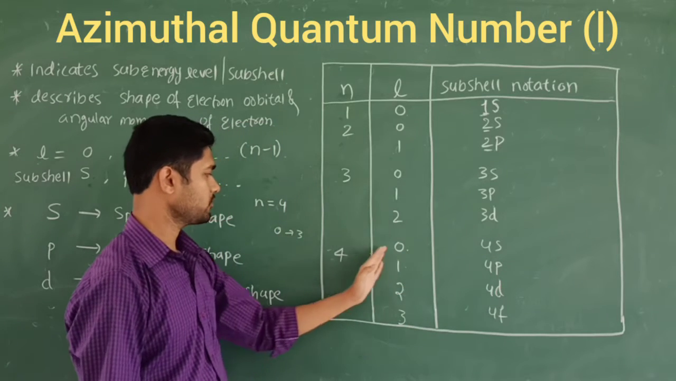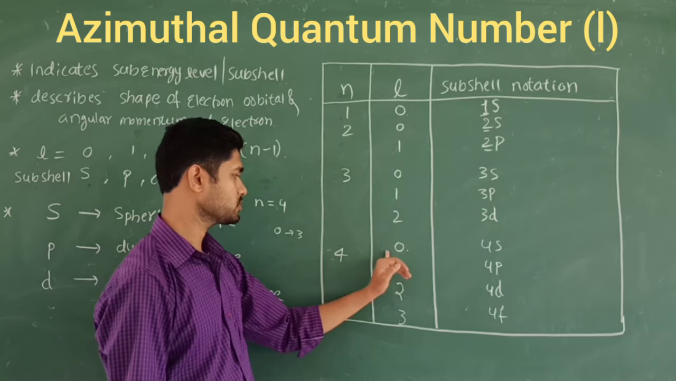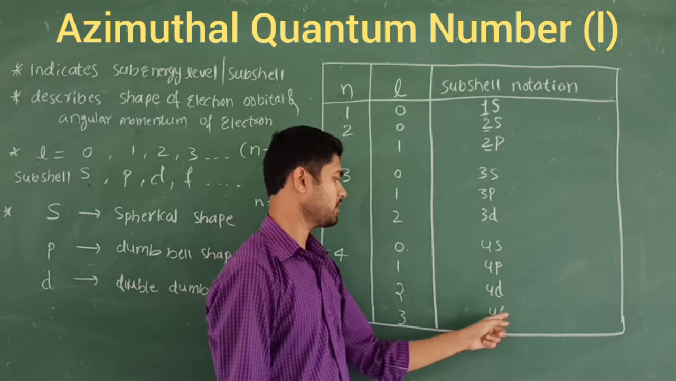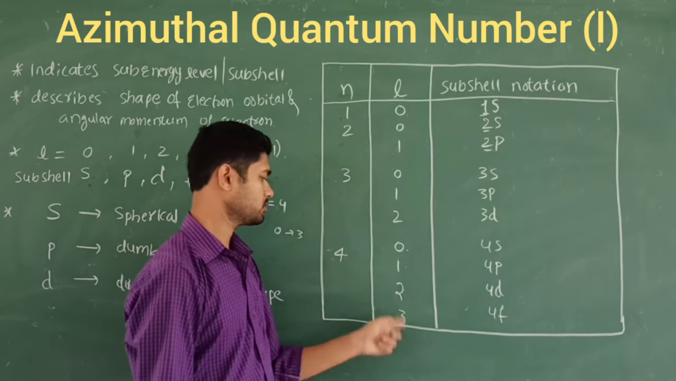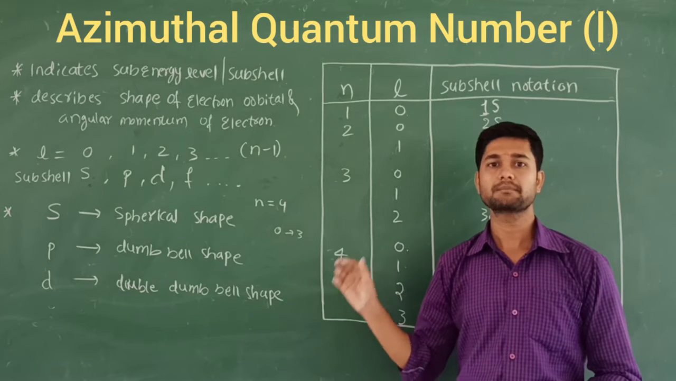Similarly, n equal to 4. We are going to get the maximum L value of 3, so it starts from 0 and goes up to 3. For the principal quantum number 4, s, p, d, f are designated as 0, 1, 2, 3. So this is a brief concept about the azimuthal quantum number.